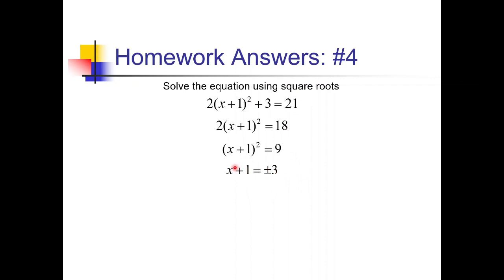Next up, to get x by itself, I have to subtract this 1 over to the right. So that's negative 1 plus or minus 3. And I should probably simplify my two different answers here. So I have negative 1 minus 3, which is negative 4. And then I also have negative 1 plus 3, which is positive 2. So those are my two answers.